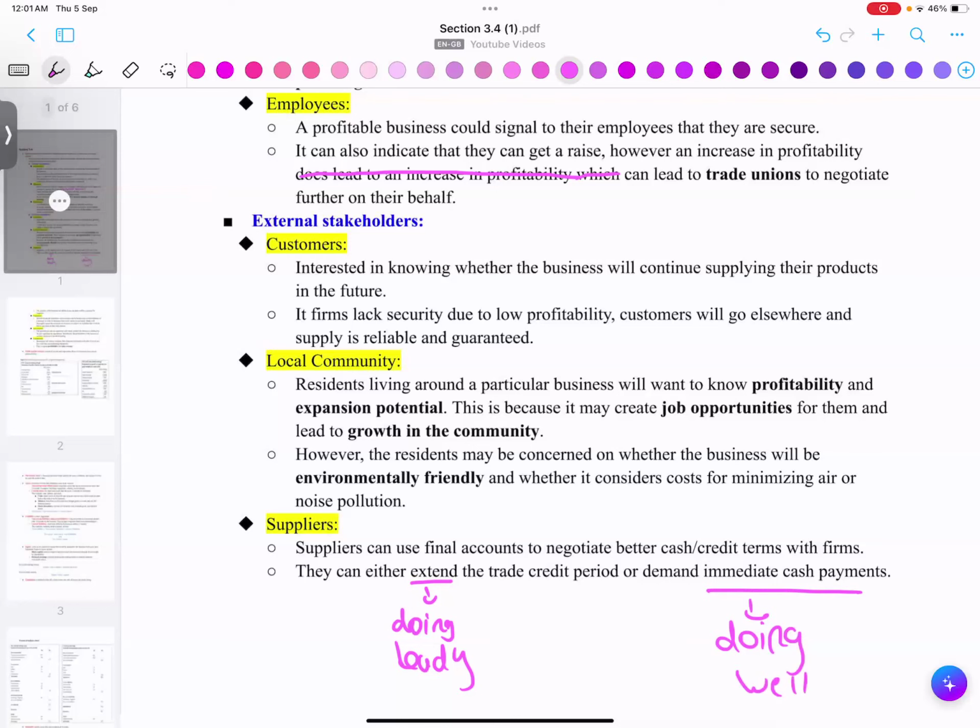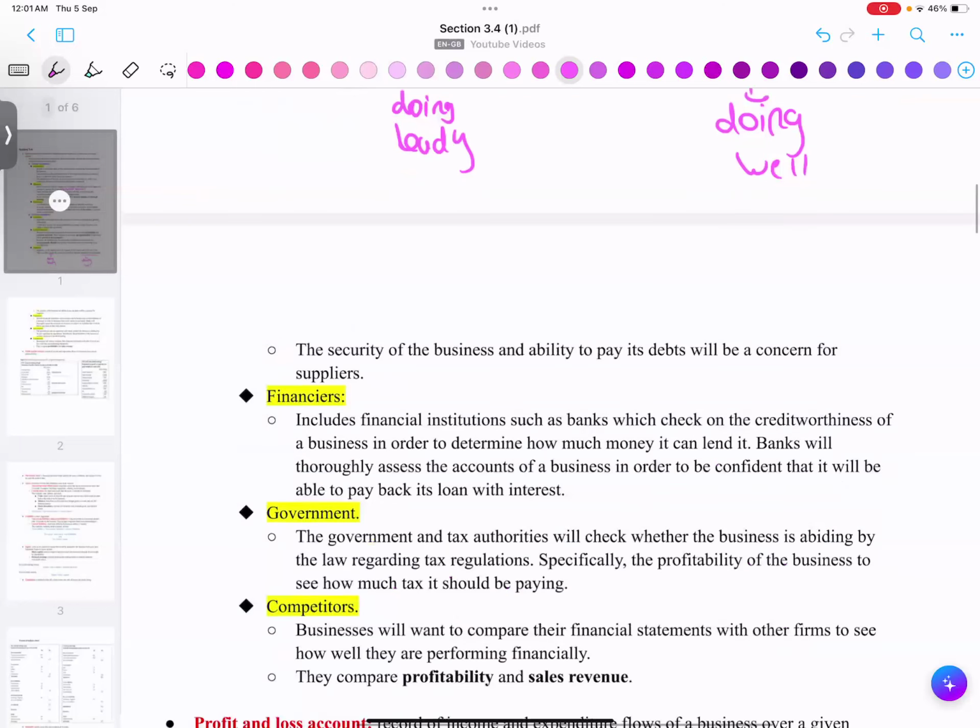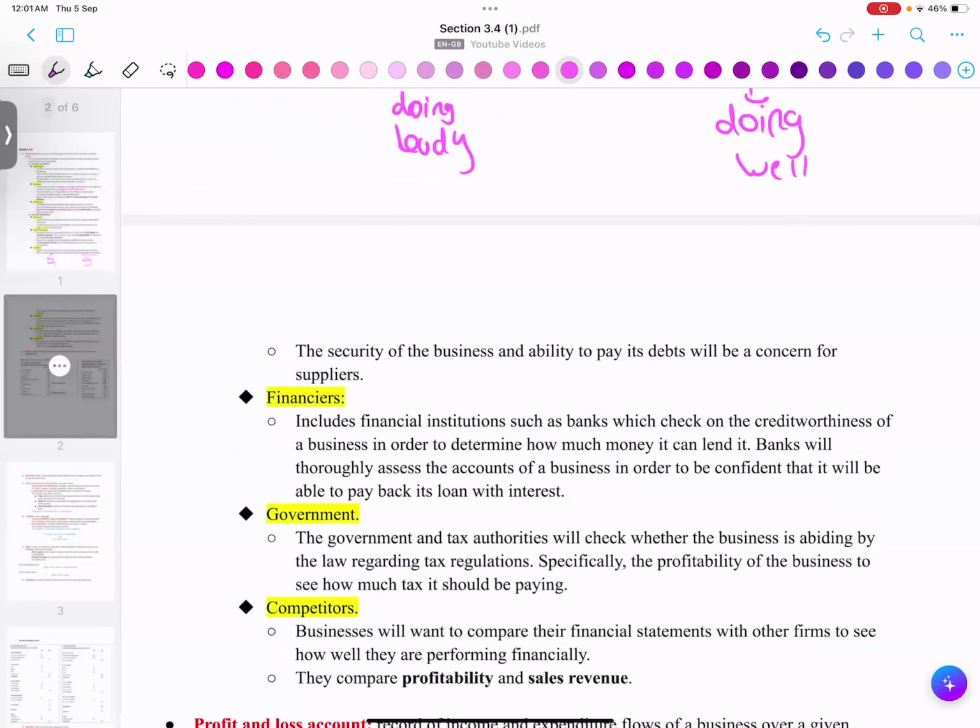Now we have the security of the business and ability to pay its debts, which will be a concern for suppliers. Okay, so basically, if the business is going bankrupt, it's not doing well at all, the suppliers will be concerned. They think that the business will not be able to afford paying the suppliers, and so this might ruin the relationship between the supplier and the business just out of fear, since suppliers will think that they won't get their money back.